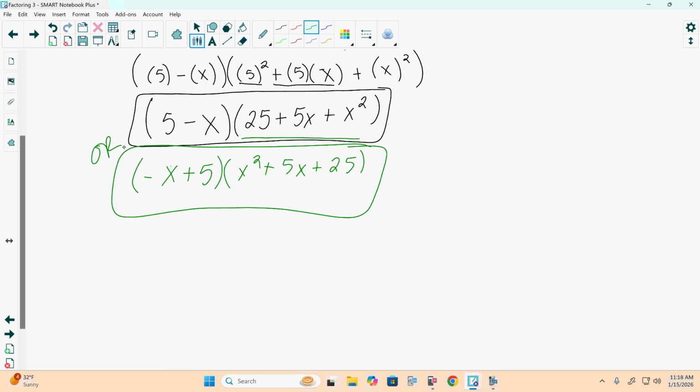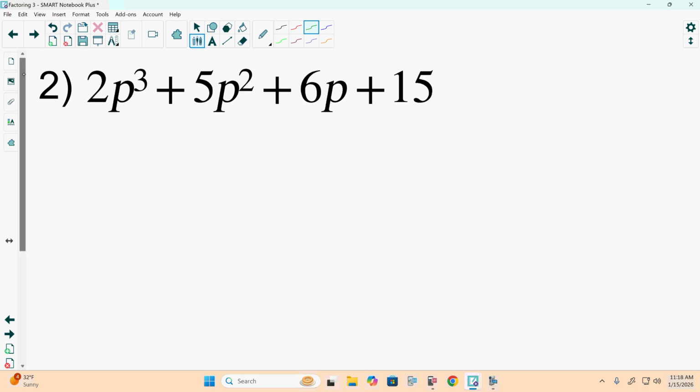We're ready to look at the last type of factoring. 2p cubed plus 5p squared plus 6p plus 15. The last type of factoring that we're looking at is called factoring by grouping. I call it greatest common factor twice.